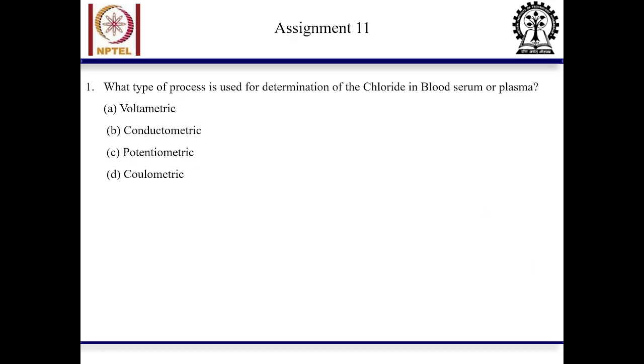So now let me go one by one. What type of process is used for the determination of the chloride ion in blood serum or plasma? So the answer is voltammetric, or conductometric, or potentiometric, or coulometric. Now anyone can just write in chat box what is the answer for this question number one.